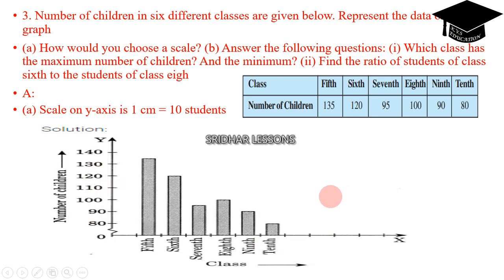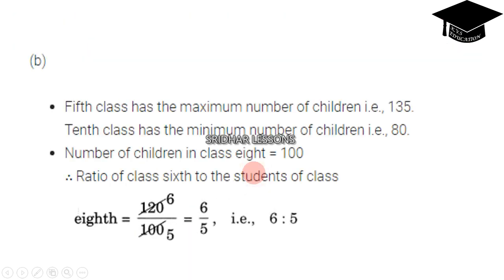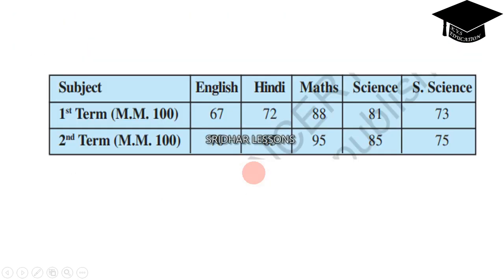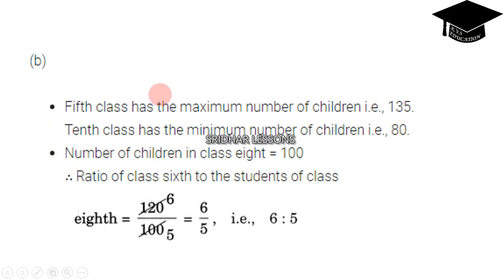Which class has the maximum number of children? Tell me, students. 5th class. We will see the answers. 5th class has the maximum number of children, that is 135. 10th class has the minimum number of children, that is 80. So the number of children in class 8 is 100.